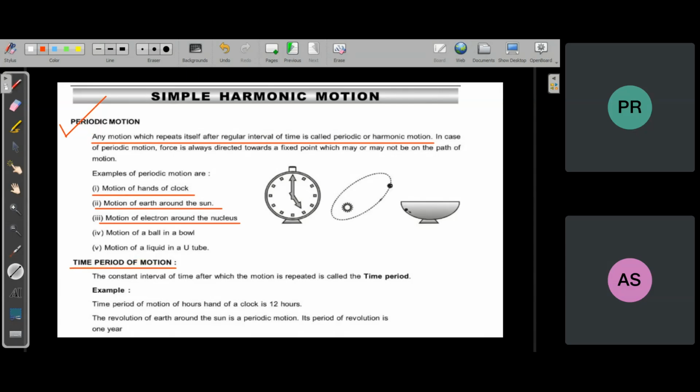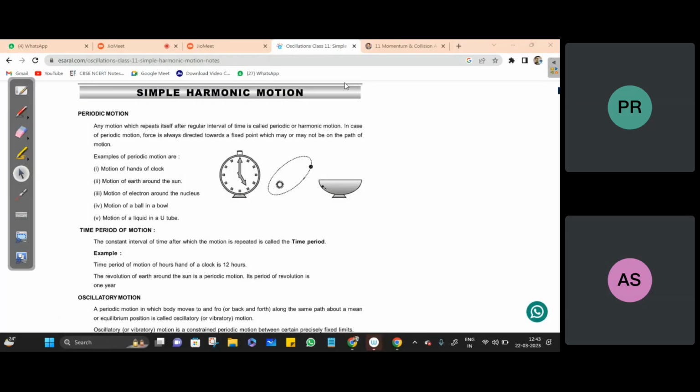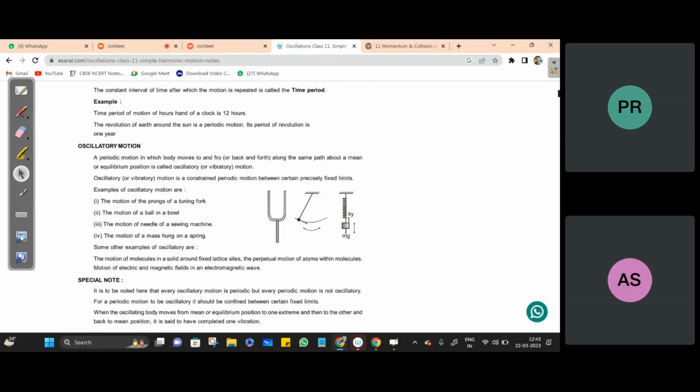So this is a constant interval of time after which the motion is repeated. This we call time period. For example, in the motion of the hand of a clock, the time period is 12 hours. It is fixed. After every 12 hours, the same type of motion will repeat. So this is about periodic motion and the time period.